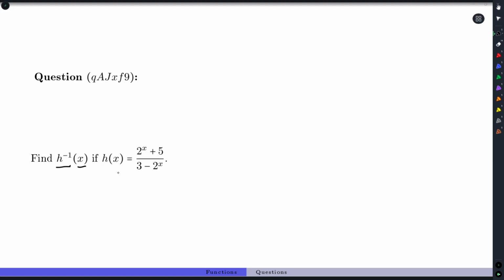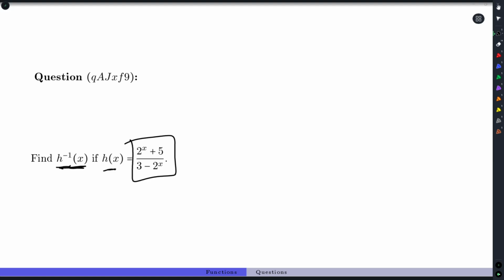Find h inverse of x if h of x is given by this formula here: (2 to the x plus 5) over (3 minus 2x). Okay, so find h inverse. They're not saying find h inverse if possible. Tell me if it is invertible. No, the way the question is worded, we should expect an inverse.